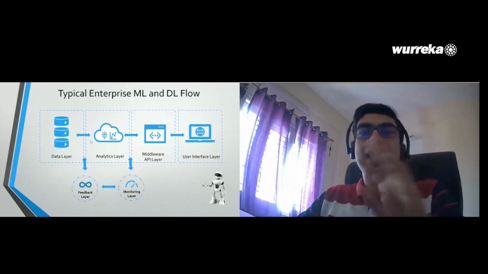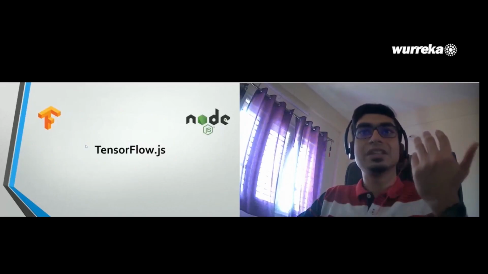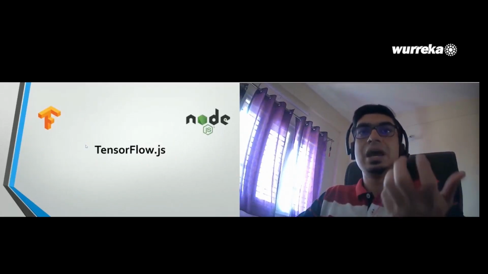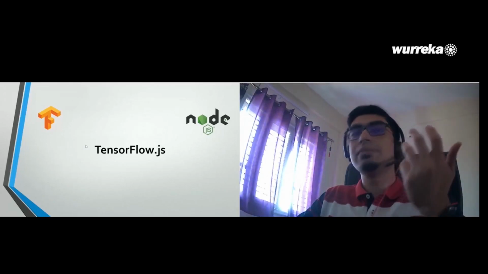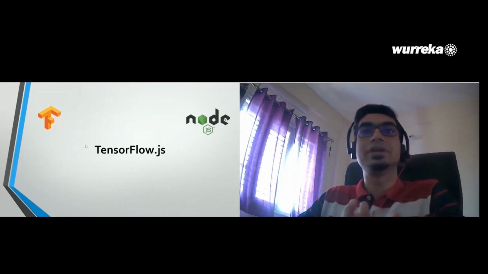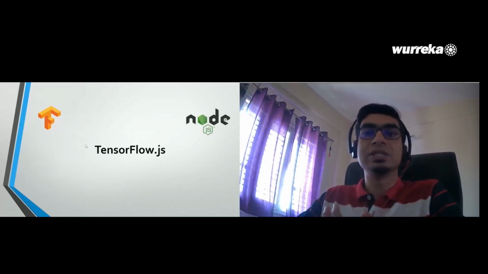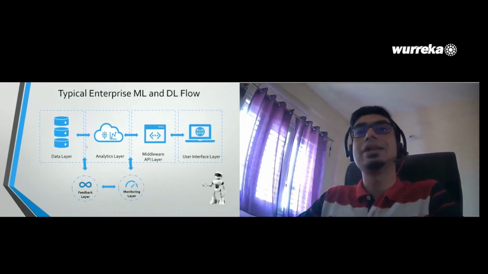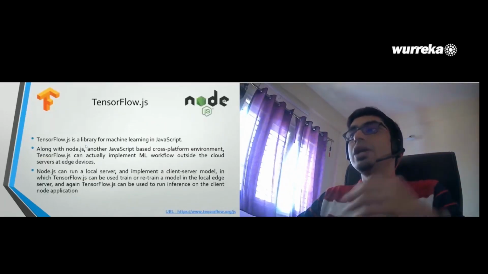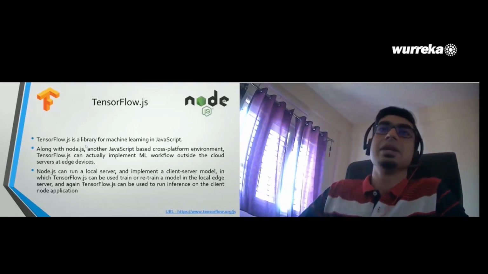And the same can actually be implemented through a local system. With this, we'll come to the next topic, which is TensorFlow.js. We'll see how TensorFlow.js, which is the same TensorFlow module implemented through JavaScript, with the help of something like Node.js, can implement the same kind of architecture that we saw here at a local based system. Okay. So TensorFlow.js is a library for machine learning in JavaScript, as I said.